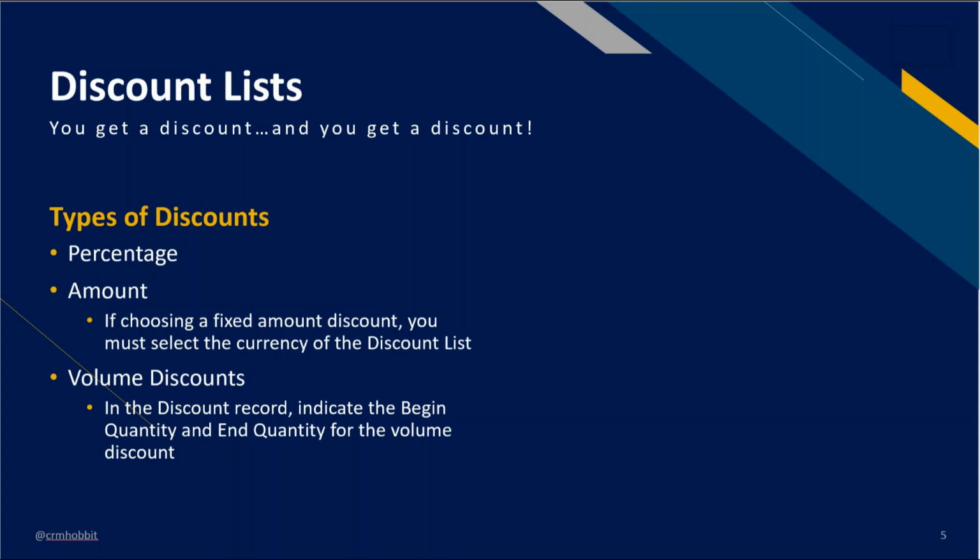Within Dynamics 365 customer engagement, you can define a tiered volume discount simply by indicating the starting and ending quantity of purchase and an associated discount related to it. So, for example, let's say from 0 to 5,000 pops, they got a 10% discount. If they go from 5,001 to 10,000, they get a 20% discount, and so on. So that's how you would handle volume discounts within Dynamics 365 customer engagement using either percentage or a flat amount.